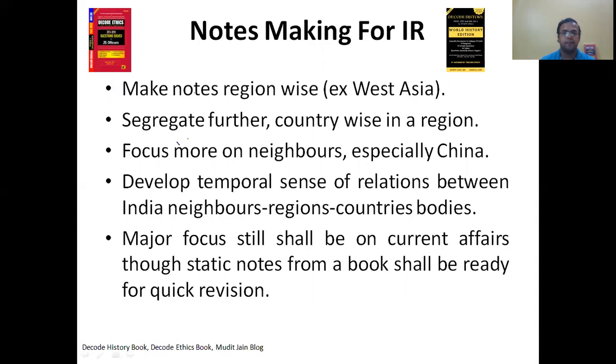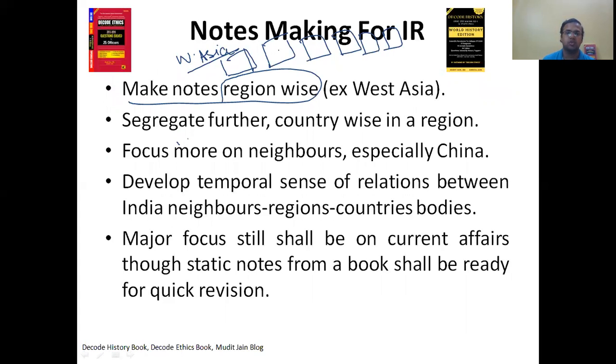Make notes region wise, like if the page heading is West Asia, ensure that all the news related to West Asia is together. Even if it is 4, 5, 6 or 10 pages, ensure that all the pages of West Asia are together. Then further divide country wise. So first country, if it is UAE, and then Saudi Arabia here. Keep all the news related to UAE here, and keep all the news related to Saudi here.